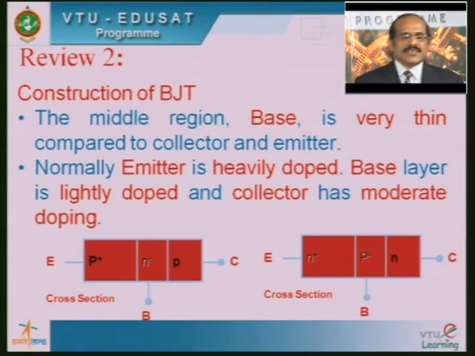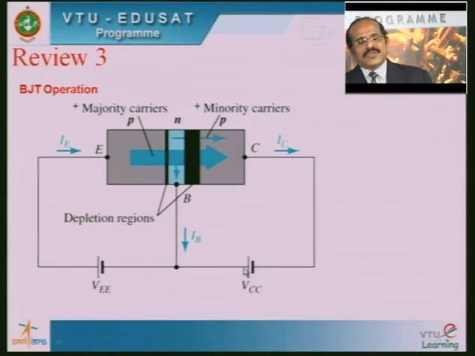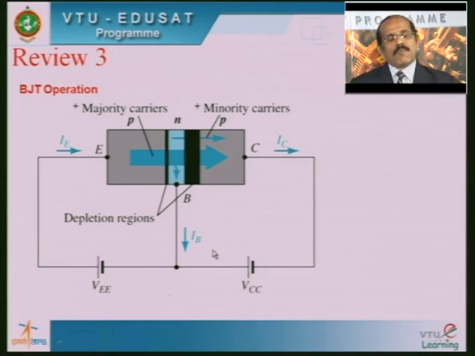In addition to this, you need to know the doping concentration of each layer. The plus indicates that the P layer, that is the emitter layer, is heavily doped, and N minus, that is the base layer, is lightly doped, whereas P, that is the collector layer, is moderately doped. That means the doping concentration of the collector layer is in between that of the emitter and base. And also we have seen in the last class the operation of the bipolar junction transistor.